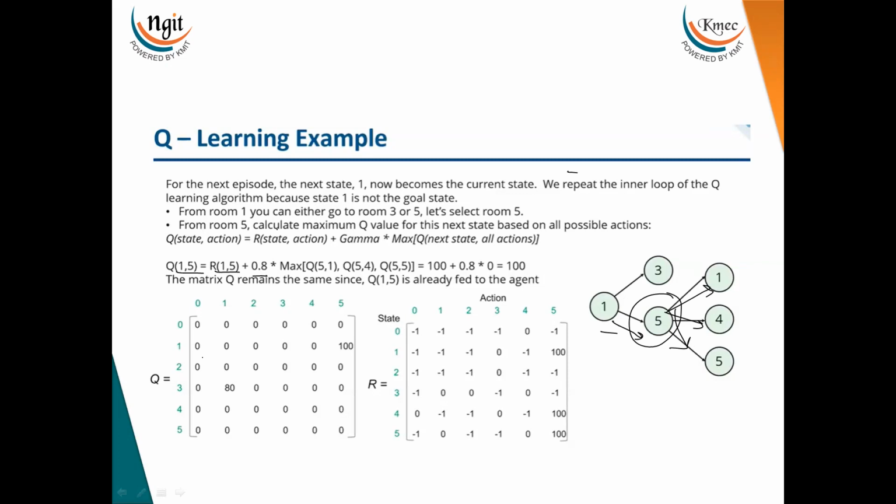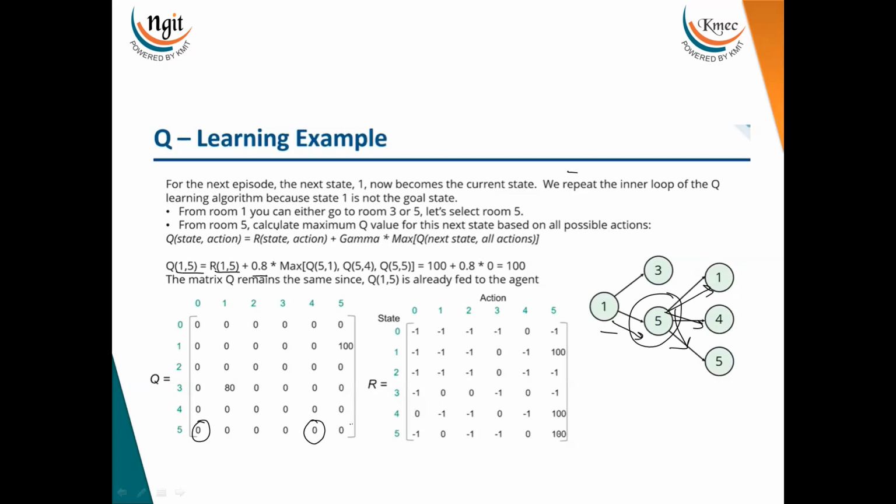So what is my Q value between 5 to 1? If you see the matrix, my Q value between 5 to 1 is 0. Q value between 5 to 4 is again 0. Q value between 5 to 5 is, it should be 100 actually. Okay, so it is 100.